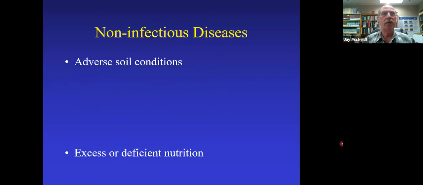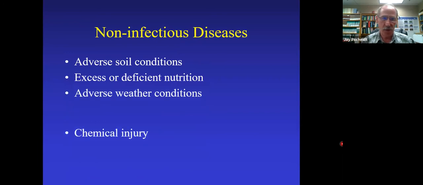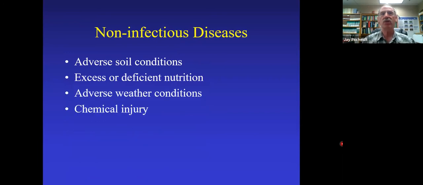And then we have all the non-infectious things that we have to worry about when we're diagnosing things. The adverse soil conditions, too much or too little nutrition, adverse weather conditions. Anybody seen that this year? What have we had? We've had ice storms. That was more up to the north. You had yours a couple years ago. And of course, the heat wave that we all know about.